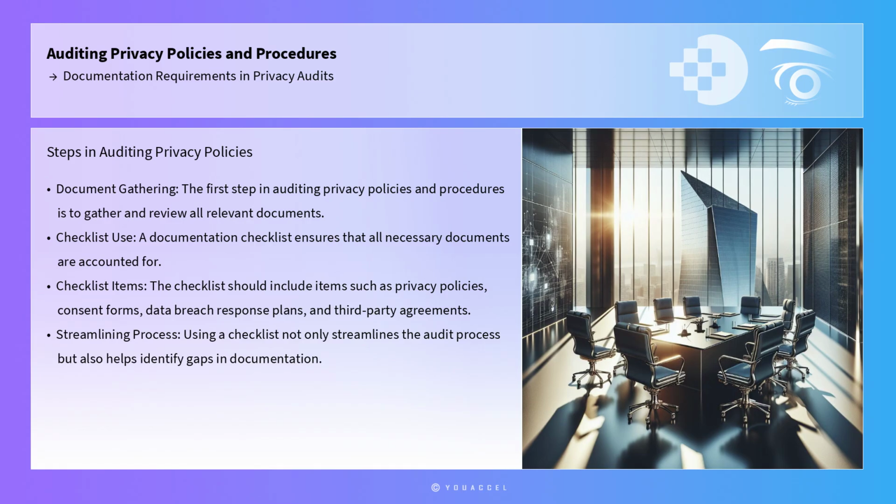The first step in auditing privacy policies and procedures is to gather and review all relevant documents. This process involves collecting privacy notices, data processing agreements, and records of personal data processing activities. A practical tool for this is a documentation checklist, which ensures that all necessary documents are accounted for. The checklist should include items such as privacy policies, consent forms, data breach response plans, and third-party agreements. Using a checklist not only streamlines the audit process, but also helps identify gaps in documentation.